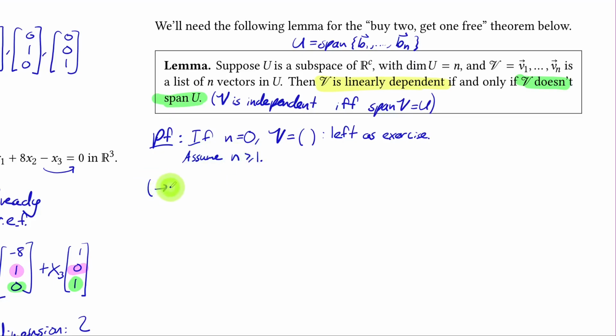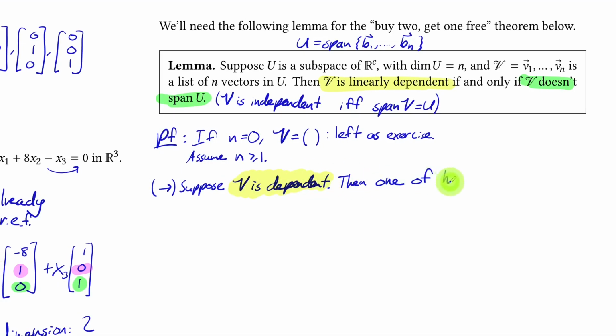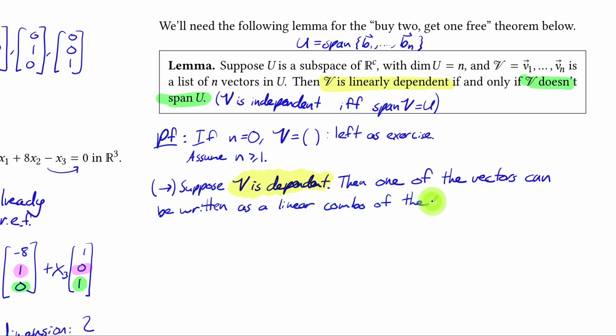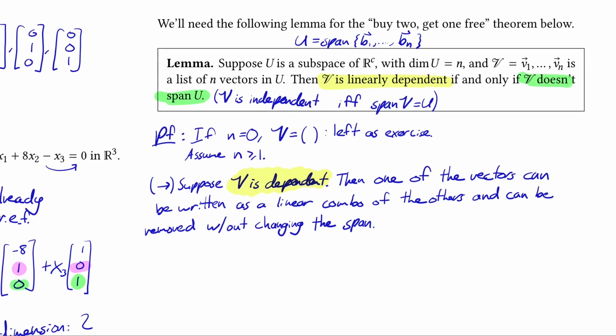And we have two things we're going to prove. We're going to prove if V is linearly dependent, then it doesn't span U. Now, that means one of the vectors can be written as a linear combination of the others. That's the characterization of linear dependence theorem from section 1.4. And that vector can be removed without changing the span. Which was theorem 1.15 or something in the last section.